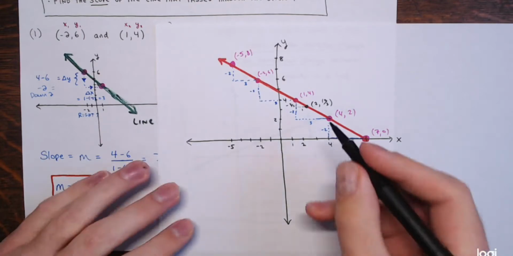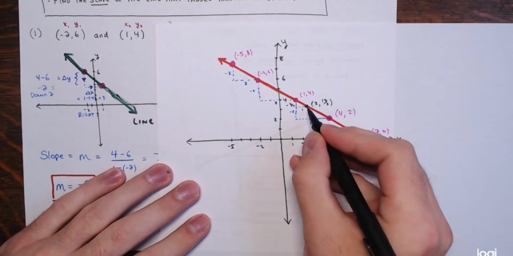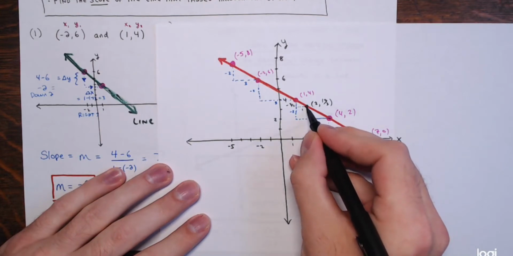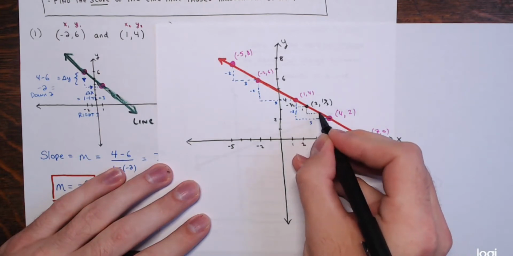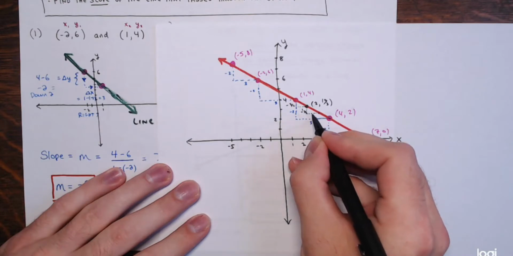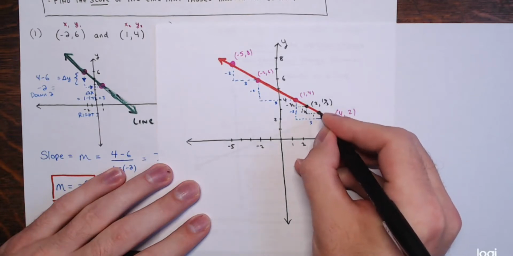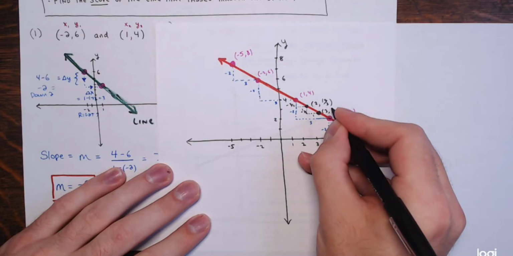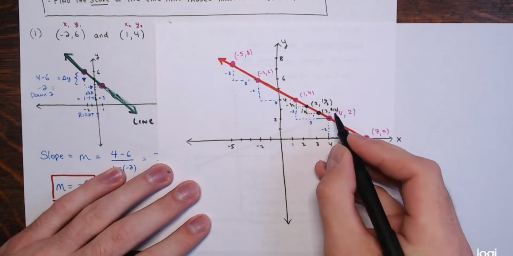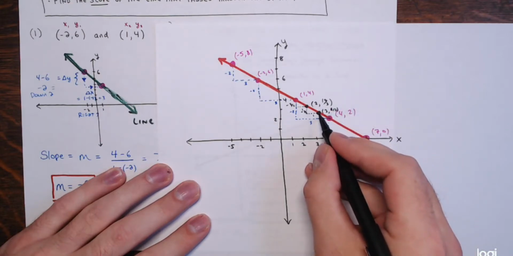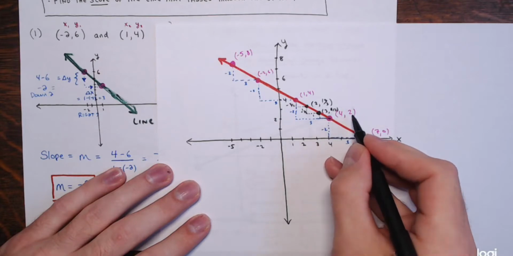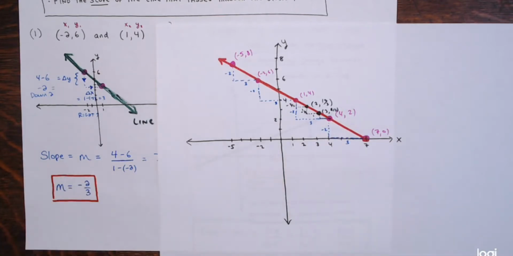And I can keep doing this, go to the right 1, and then I'd have to go down 2/3. If I go down 2/3 and then right 1 again, I'm at another point, and this would be (3, 8/3). Then down 2/3, right 1, you get (4, 6/3). So you could keep doing that. Again, as long as the ratio of vertical change to horizontal change is negative 2/3, it doesn't matter.